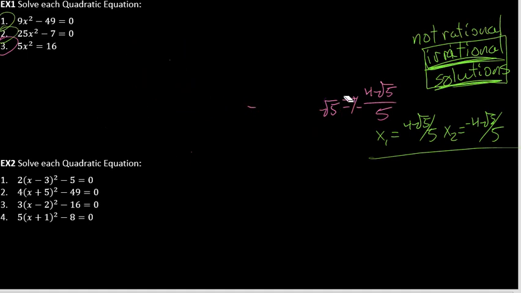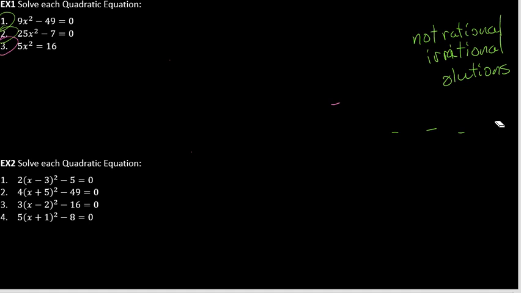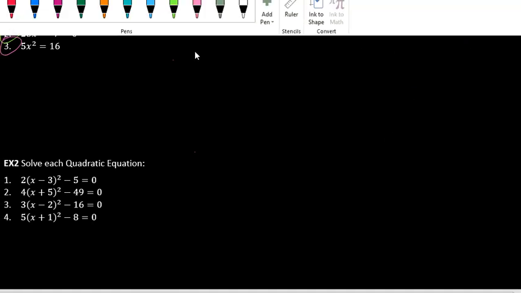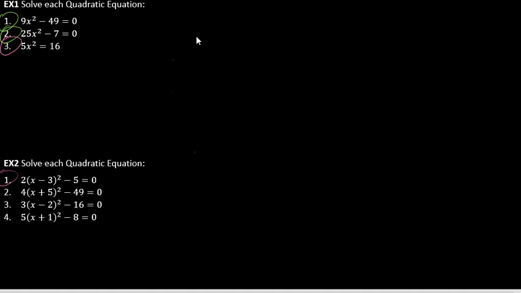Okay, so let's move on to our other little set of examples down there. These are going to be a little bit more difficult. So number 1, I've got 2 times x minus 3 all squared minus 5 equals 0. So these look a little bit different, but again, the idea is the same. Obviously, by looking at this, we can't do anything cute like difference of squares. We can't do any kind of factoring whatsoever. So all we can do is get x by itself.